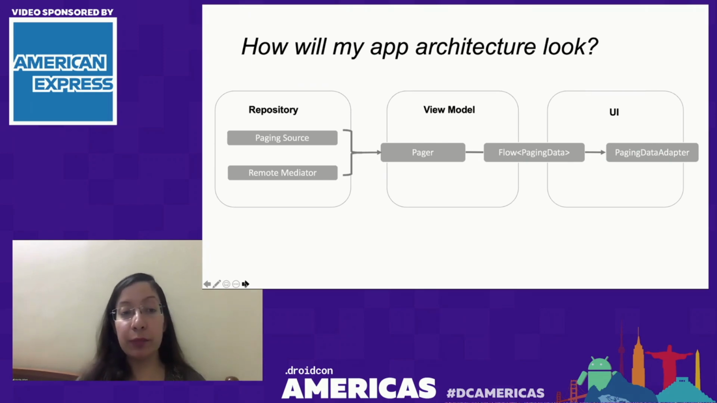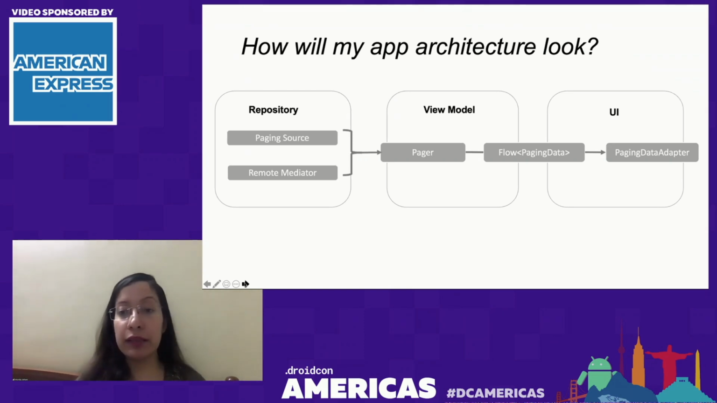And RemoteMediator is meant to be used when you have a layered data source, like when you plan to get the data from the network and have it in the database. In that case you'll be using both your RemoteMediator and PagingSource. RemoteMediator will do the work of hitting the network, getting the data and putting it onto your database, and then you'll have a PagingSource on your database to have the data flowing further through the layers.